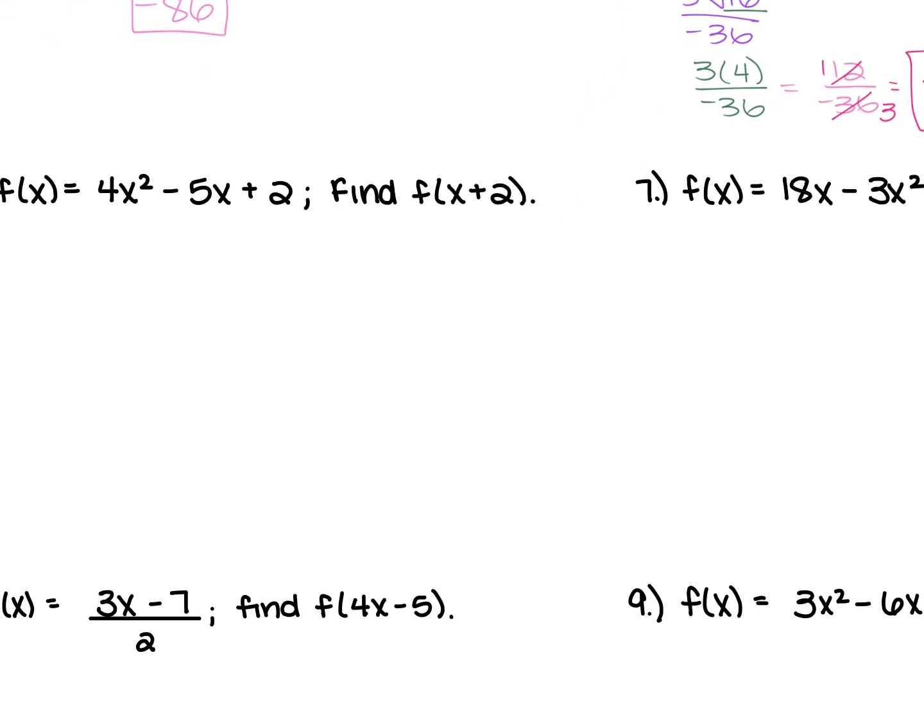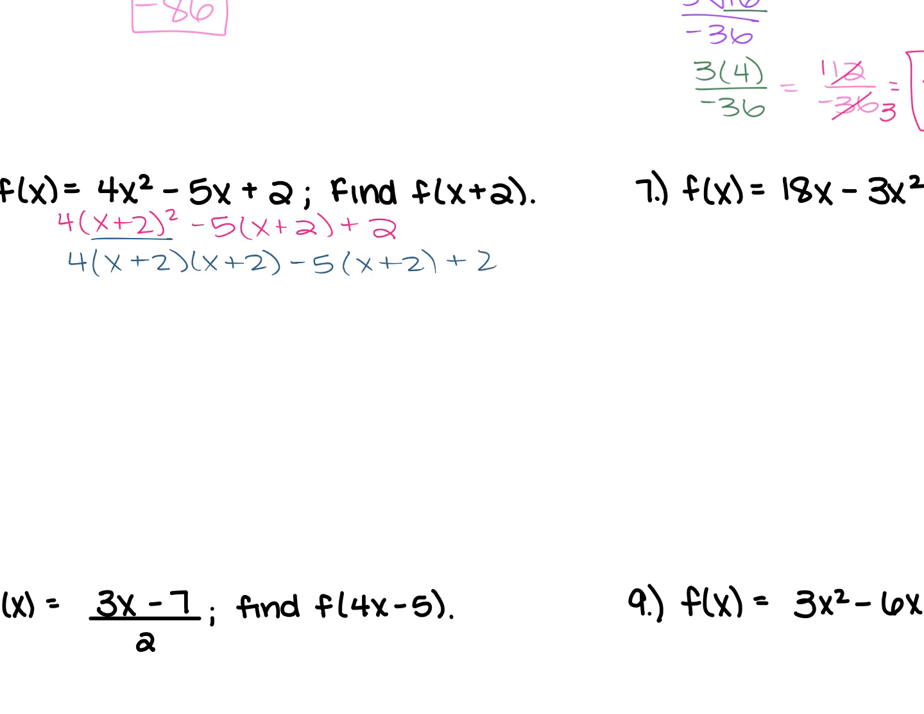f of x is equal to 4x squared minus 5x plus 2, finding f of x plus 2. So that's going to give us 4 times (x plus 2) squared minus 5 times (x plus 2) plus 2. The (x plus 2) squared gives you 4 times (x plus 2) times (x plus 2), and we still have the minus 5 times (x plus 2) plus 2.